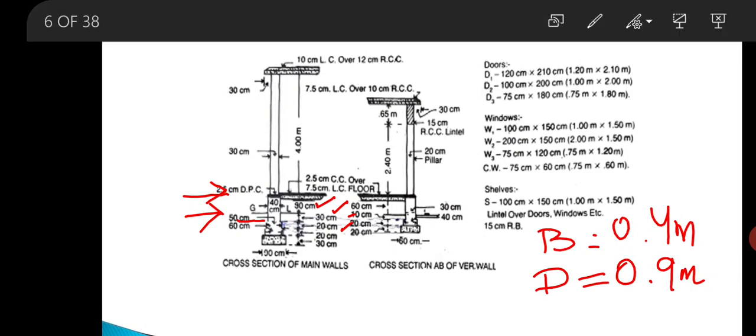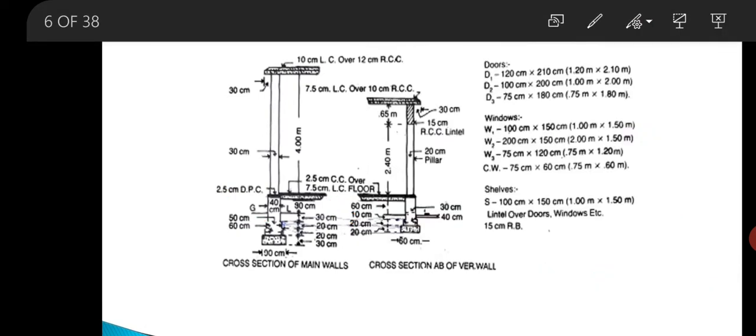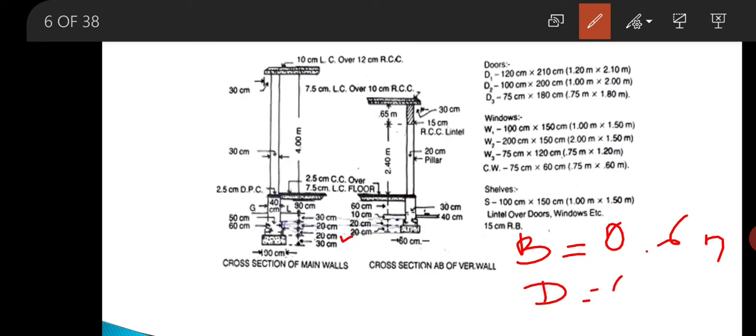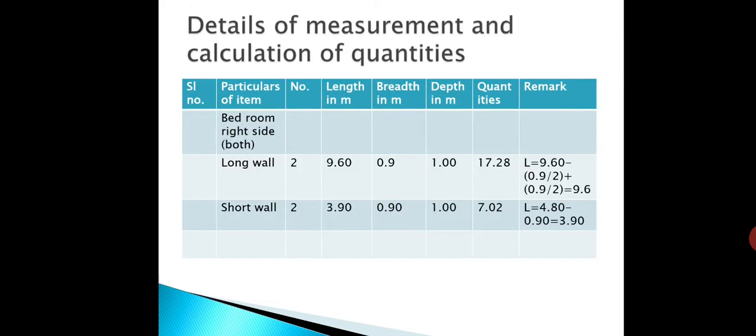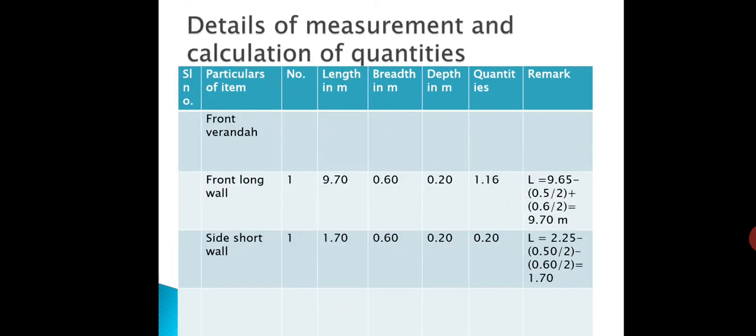So for the first footing, the width is 0.6 and depth is 20 centimeter, that means 0.2 meter. So come to the calculation.